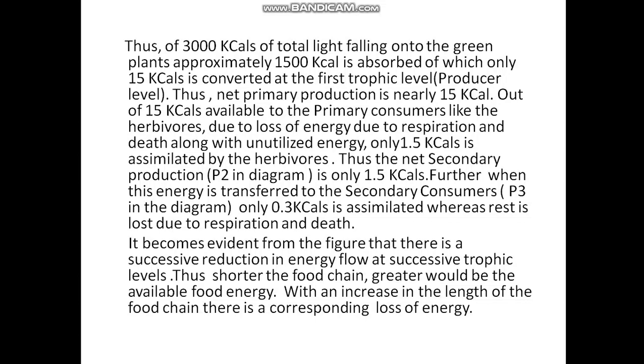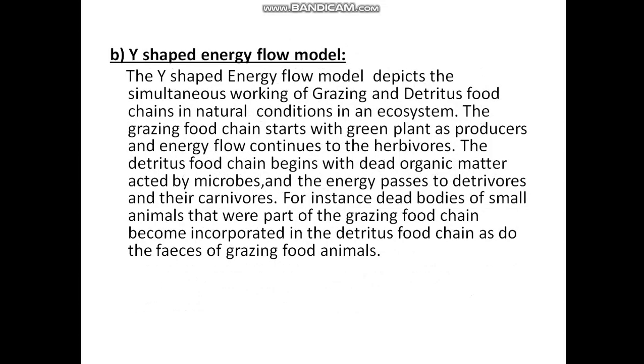Further, when this energy is transferred to the secondary consumers, which is written as P3 in the diagram, only 0.3 kilocalories is assimilated, whereas the rest is lost due to respiration and death. It becomes evident from the figure that there is successive reduction in energy flow at successive trophic levels. Thus, the shorter the food chain, the greater would be the available food energy. With an increase in the length of the food chain, there is a corresponding loss of energy.